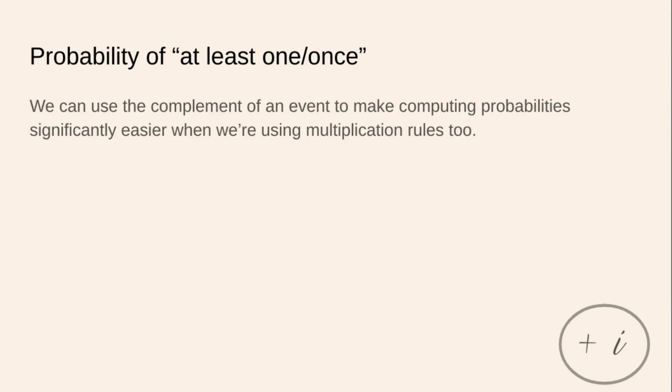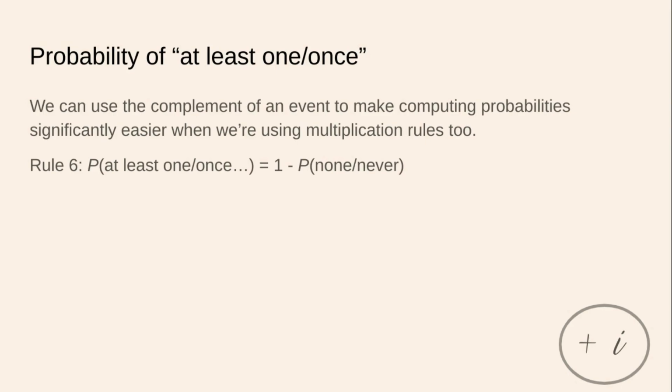We can use the complement of the event not happening to make computing probability significantly easier when we're using multiplication rules as well. Before, we saw that sometimes we want to know the odds of an event not happening. But there's a sneaky way that we can use this when trying to find the probability of at least one or at least once. Rule number 6. Probability of at least one or once is 1 minus the probability of none or never.